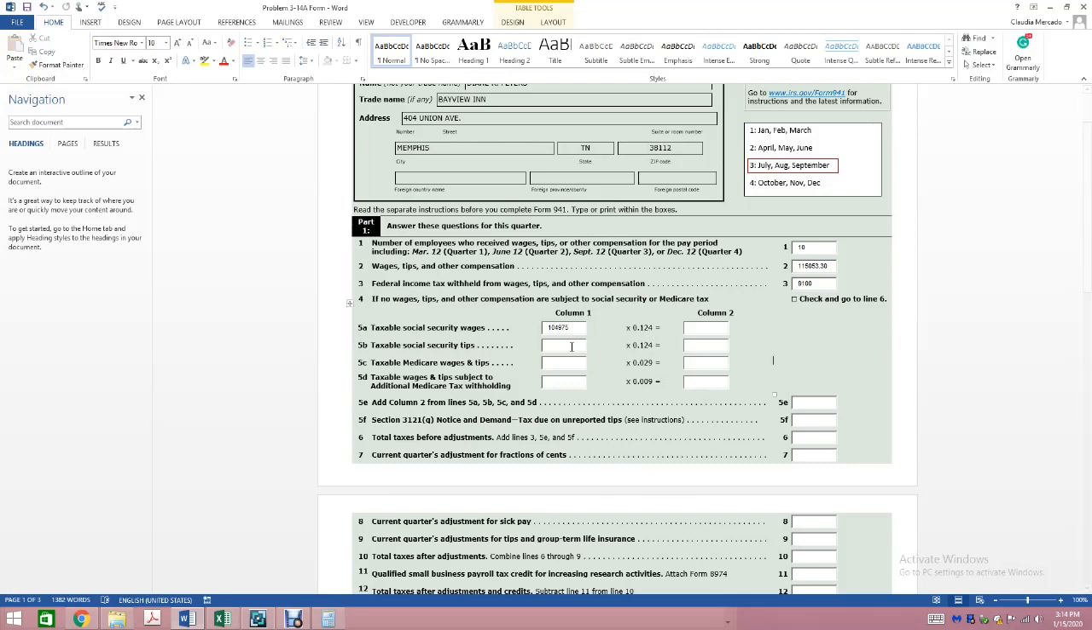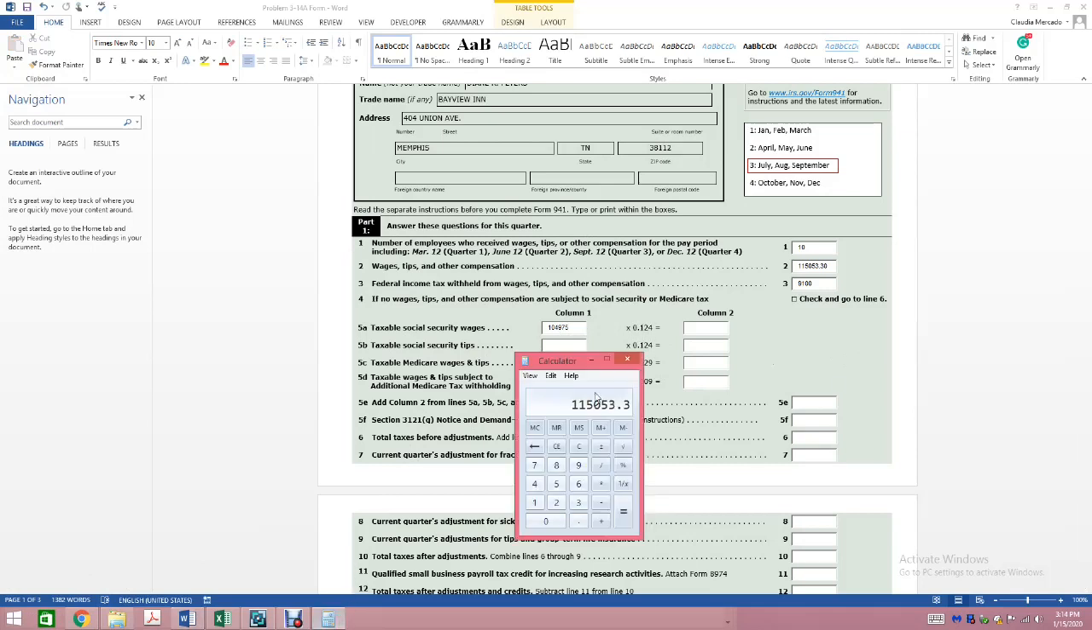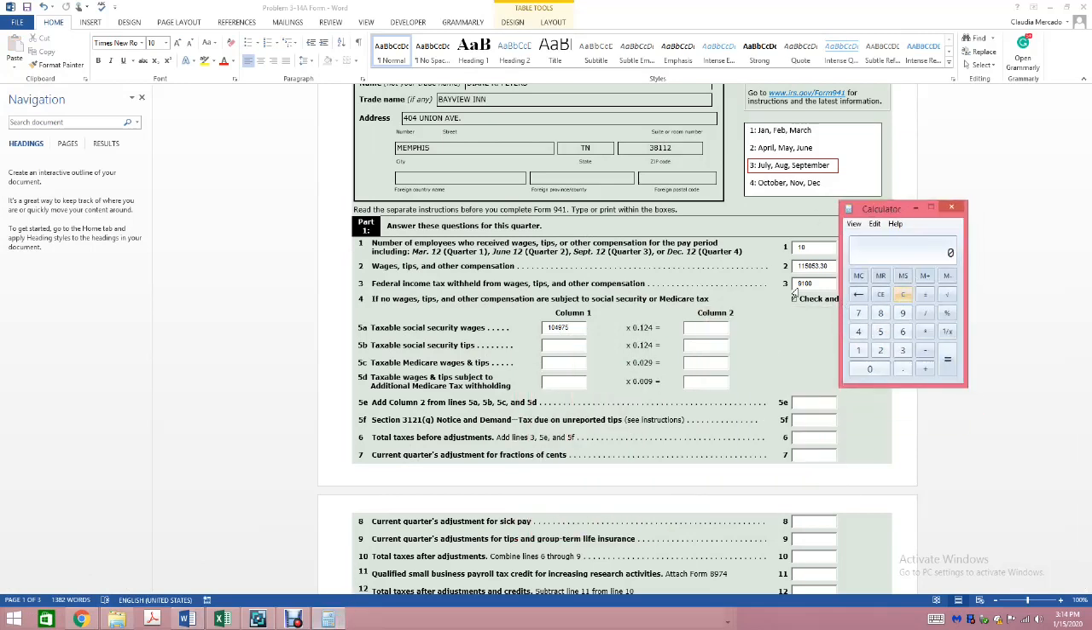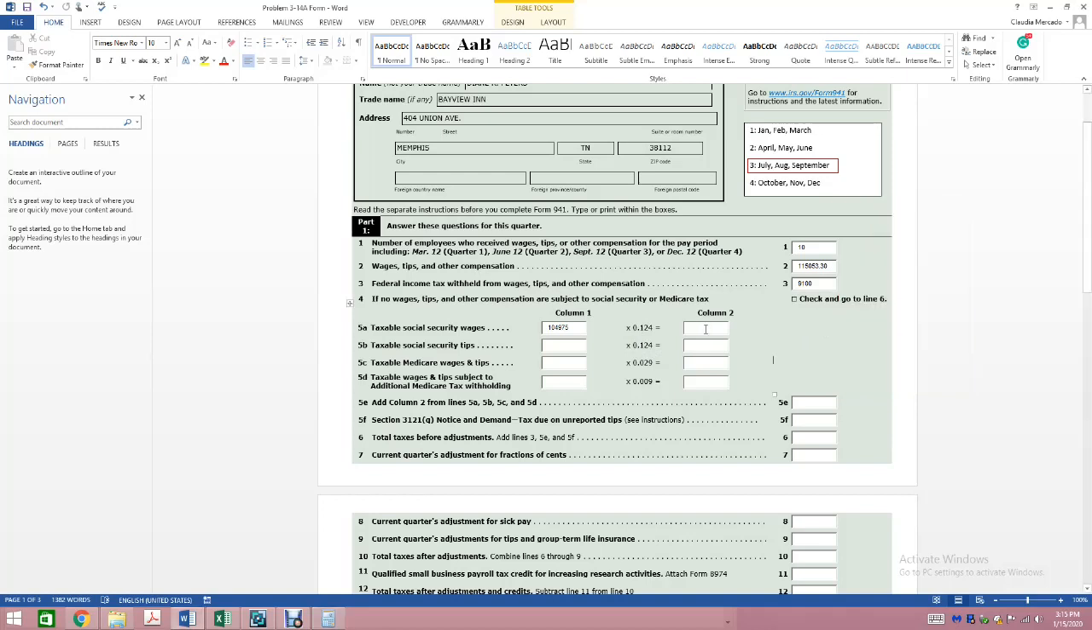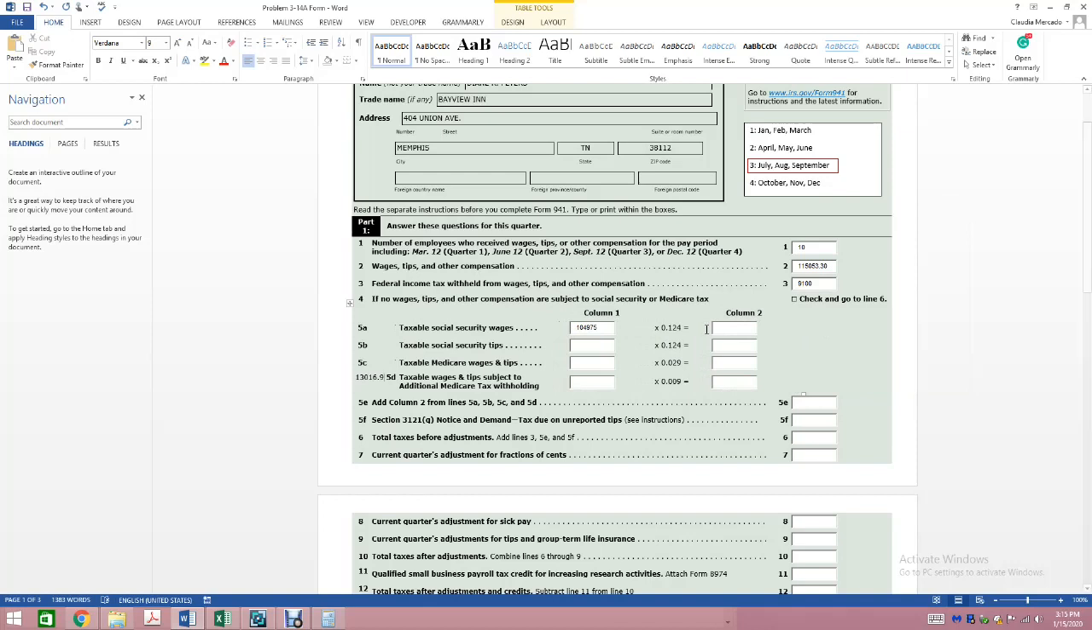Now, after I get my amount there, it's telling me to multiply by this rate right here. It's already pre-populated in the worksheet, I'm sorry. So I'm going to get the 104,975 times the rate provided of 0.124, and that gives me $13,016.90. Now the second item, which is 5B, it's asking me for my tips.